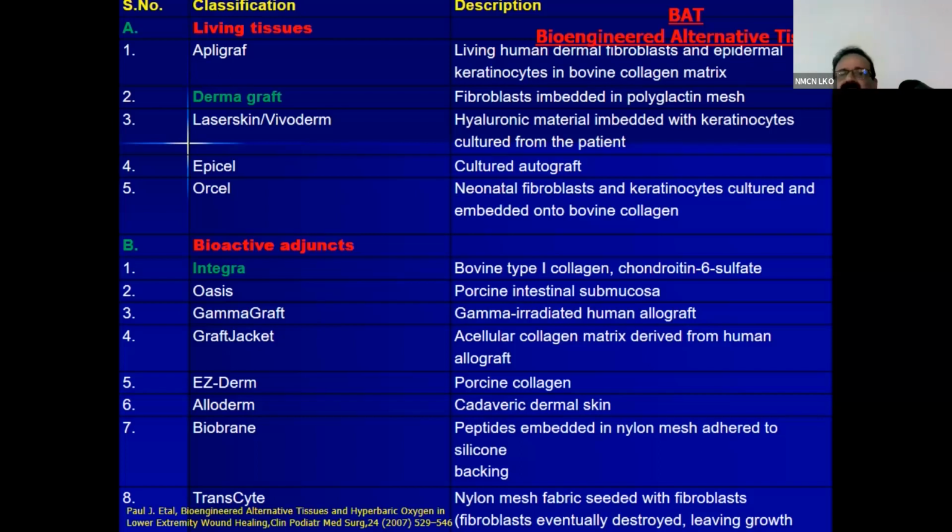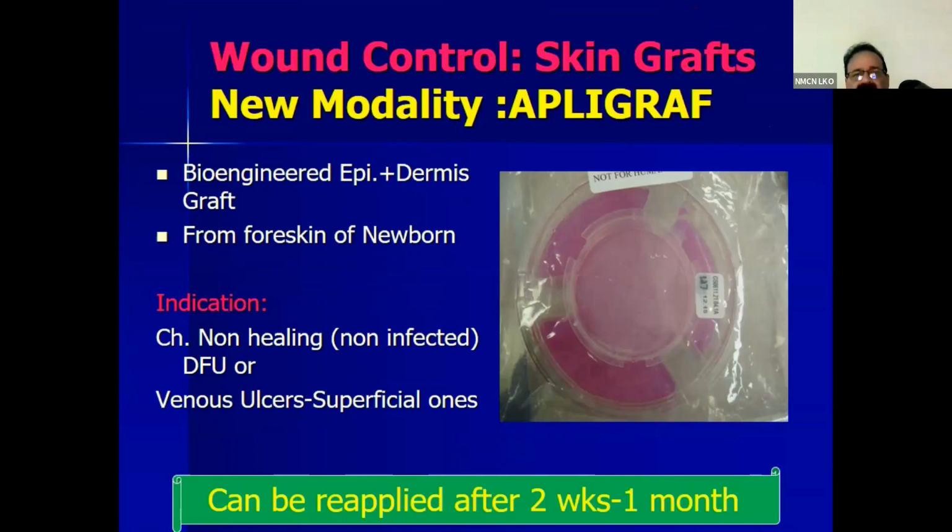They are bioengineered alternative tissue. They may be divided into two: one is living tissue, another is bioactive adjunct. Living tissue products are like Apligraf, Dermagraft, Laserskin, Vivoderm, Epicel, Orcel, etc. And in bioactive, we have Integra. First of all, let me tell you about Apligraf. It is not available in India, but it is derived from the foreskin of newborns, and it is a bioengineered epidermis plus dermis graft. It helps in the healing of non-healing wounds.